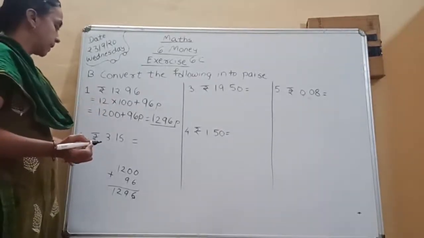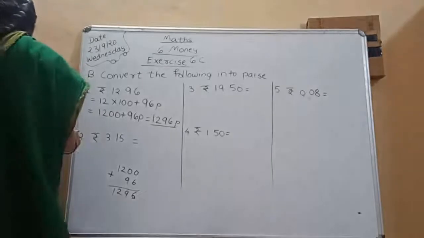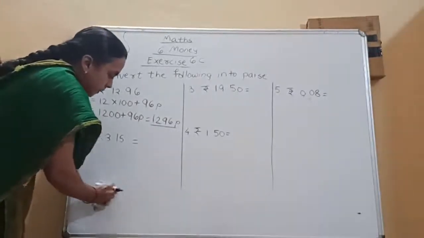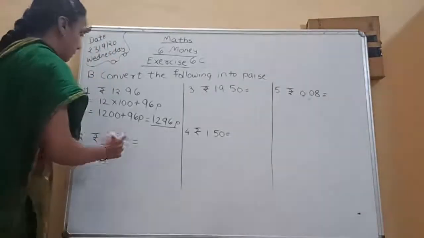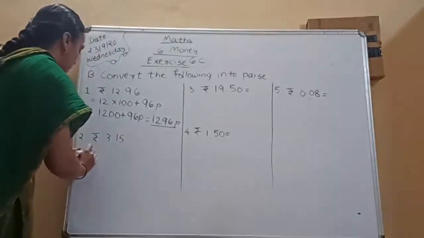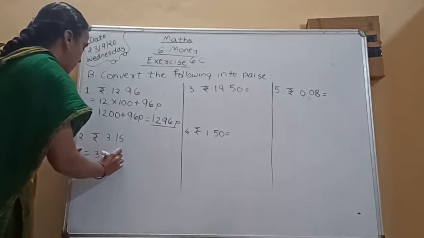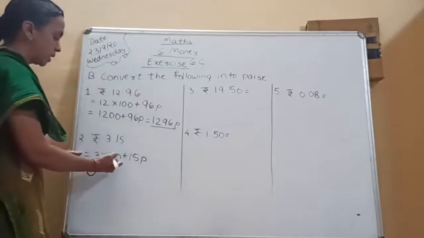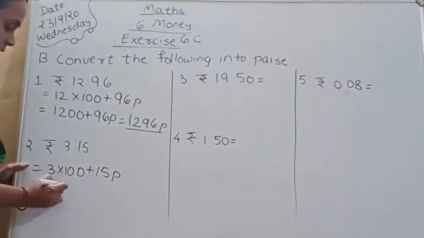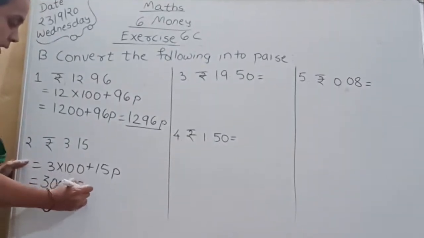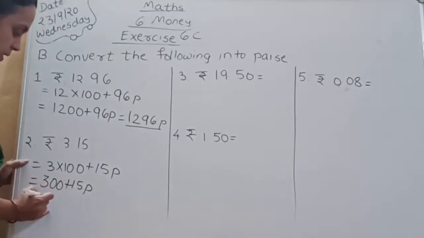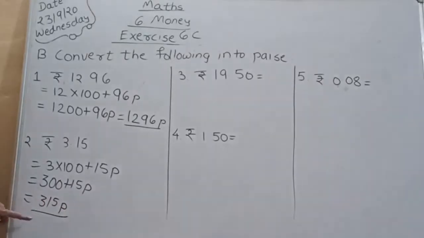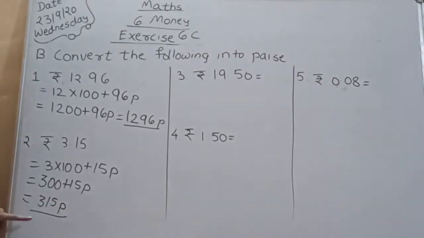Then write down second example, rupees 3.15. So rupees 3 means how much? 3 multiplied by 100 plus this 15 paise. So 100 multiplied by 3 means what? 300 plus 15 paise. 300 plus 15 means 315 paise. So all these things you have to write in your notebook.